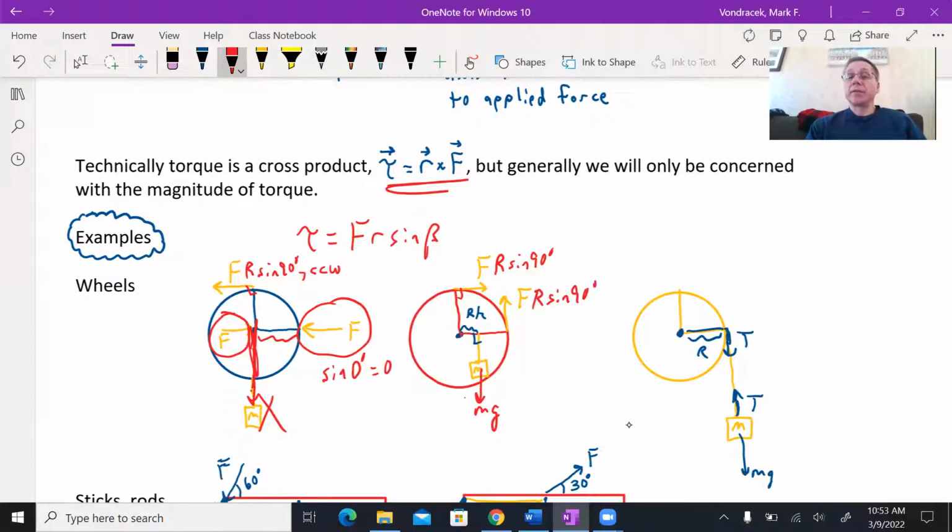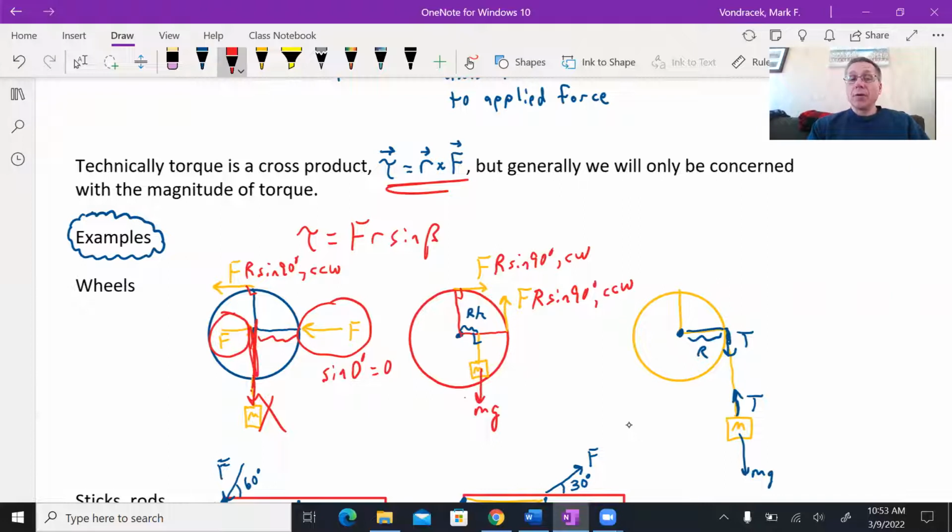So numerically equally strong. But if that's all we had, notice they're in opposite directions. That force on top is trying to make the wheel rotate clockwise, whereas on the side, that force going up is trying to spin the wheel counterclockwise. They would actually cancel out because they're in opposite directions.